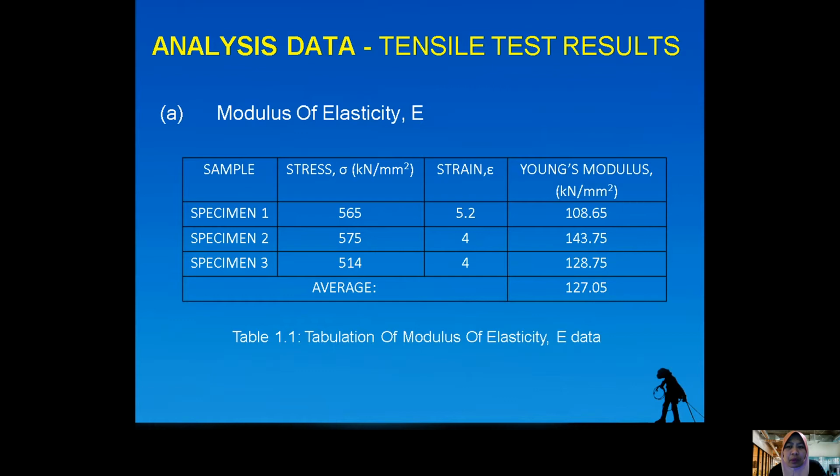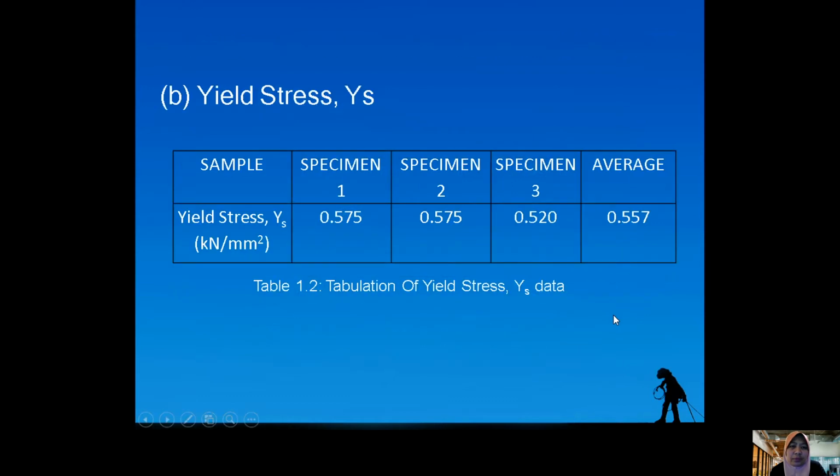For modulus of elasticity, for specimen 1, the Young's modulus is 108.65. For specimen 2, 143.75, and for specimen 3, 128.75, and the average is 127.05. For yield stress, the average for the 3 specimens is 0.557.